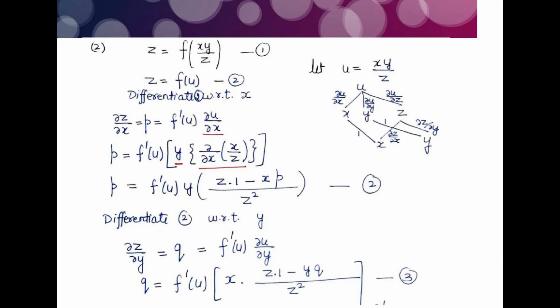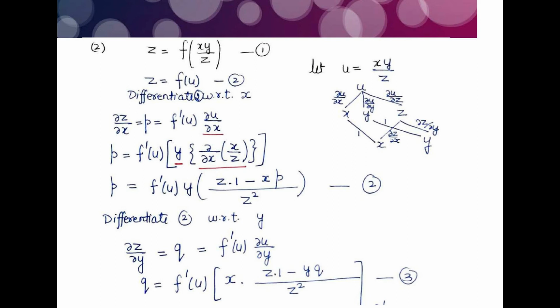Consider this problem now. z equal to f of xy divided by z. Here f is a function of xy over z. So we define a new variable u, which is equal to xy over z. So we can say that z is a function of u, u is a function of x, y, z, and z is a function of x and y. Right? So we finally have this diagram you can see on the slide.